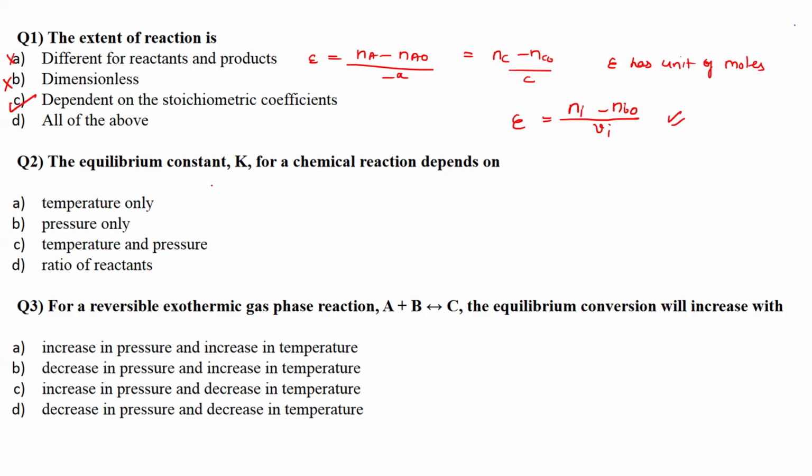The equilibrium constant K for a chemical reaction depends on temperature only, pressure only, temperature and pressure, or ratio of reactants. So what we know is K is equal to exponential of minus delta G naught by RT. Delta G naught depends on the reaction and depends only on the temperature. So temperature only.